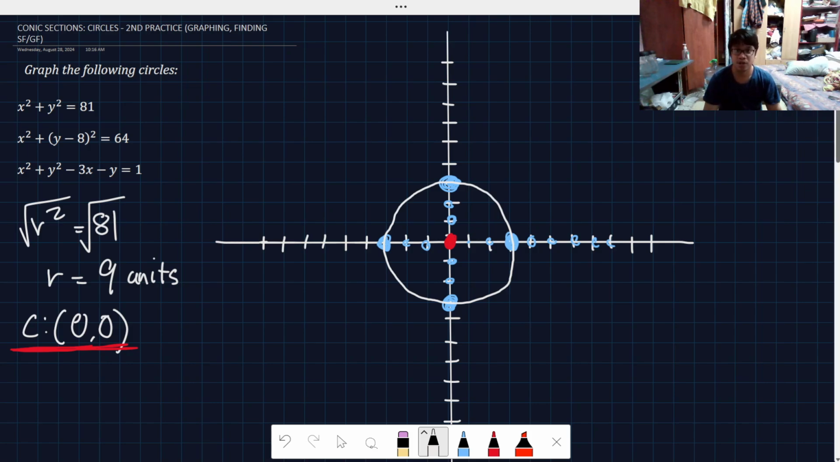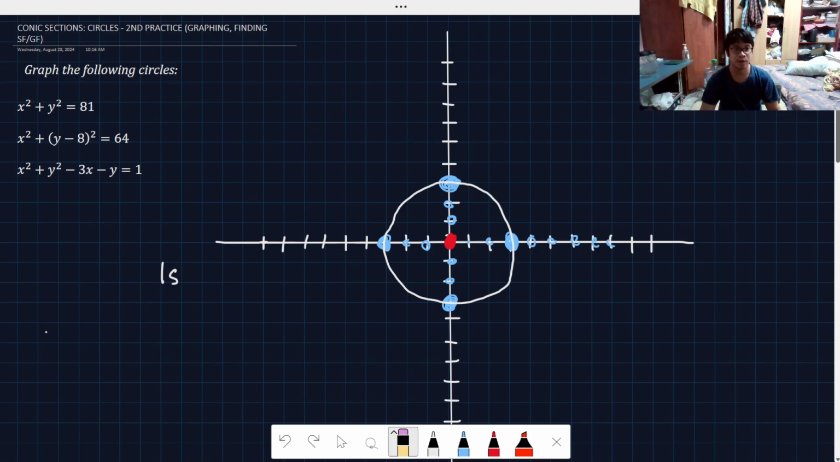Okay, so instead of having 1, 2, 3, 4, 5, 6, 7, 8, 9, instead make it multiples of any number, like 3, for instance. So 3, 6, 9, 12, 15, and so on. Okay, much better. So yes, this is the graph of your first problem. Now, how about the second problem? Okay, the second problem here, let me just erase this one.